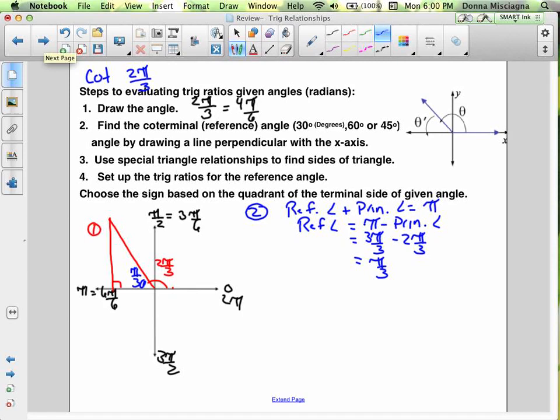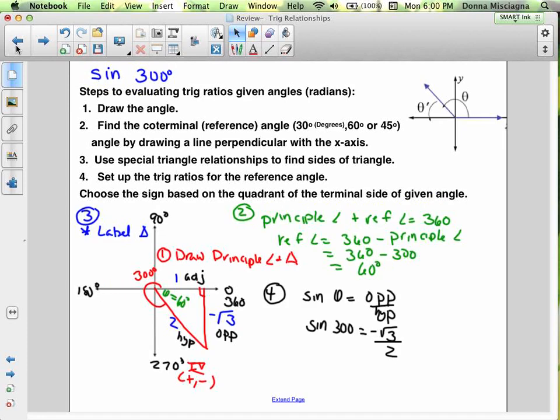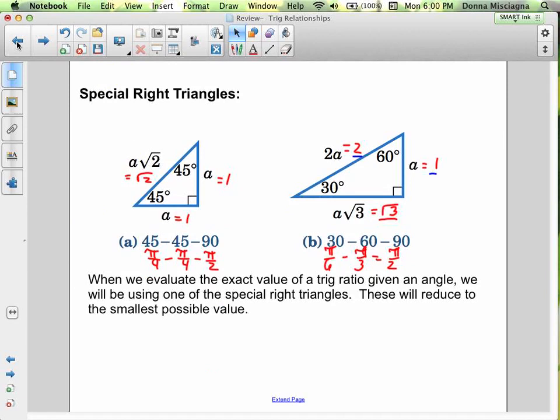I'm going to move this theta here because now it looks like pi thirds. All right, finding your reference angle, that is another point. So third is finding the sides in the special right triangle. If you need to, keep going back to these triangles. Let me just get rid of these things.